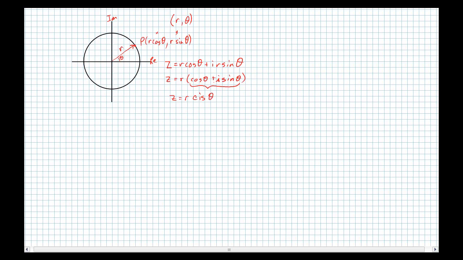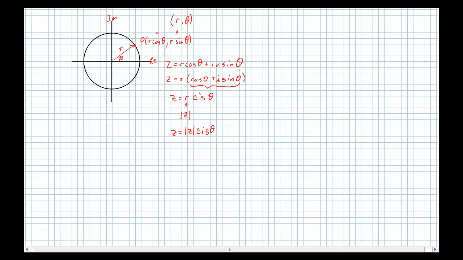The other thing to recognize, of course, is that r is just the length of z, or modulus of z. So essentially we can say that z equals modulus of z times cis of theta. Hopefully these things will be comfortable and helpful for you as you go forth with some of the other questions.